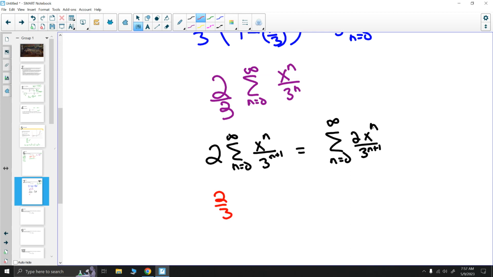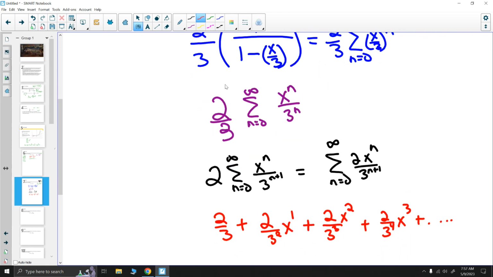X to the 0 is just 1, so it's 2/3. Plus, now when n is 1, we still have a 2, and on the bottom we have a 3 to the 1 plus 1, which would be 3 squared. I'm just going to write it as 3 squared, x to the 1, plus the next one, our 2 is still there. It's still just constant throughout. We have 3 to the 2 plus 1 is 3 cubed, x squared, plus 2 over 3 to the 4th, x cubed, plus dot, dot, dot. So that's what this looks like.